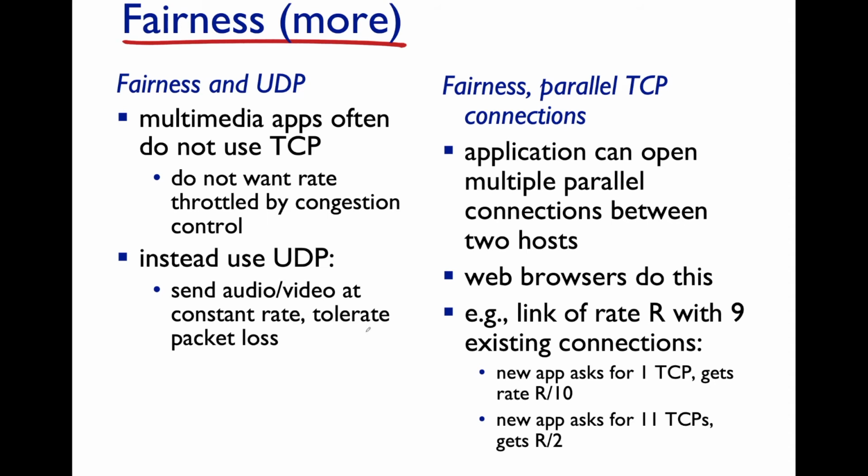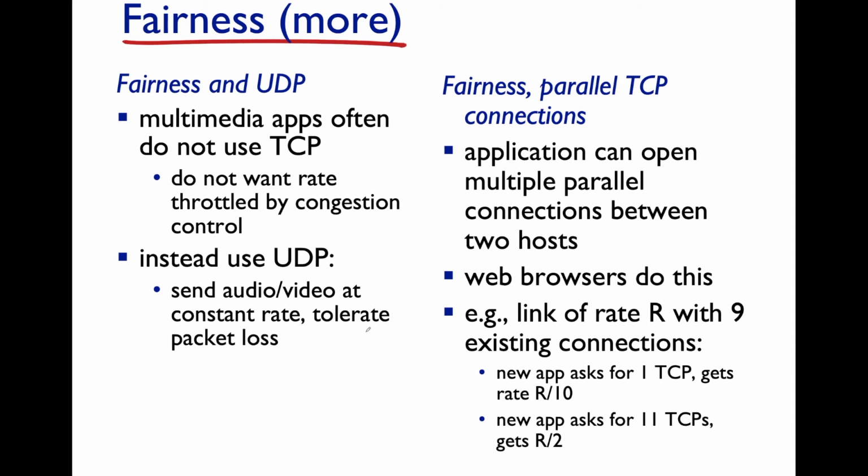Now, if you have parallel TCP connections, certainly an application can open more than one TCP connection between the same hosts. So you have a process on host A, a process on host B, and you open up a bunch of connections. Each TCP connection, not application, but connection, is getting an equal share of bandwidth. And so web browsers do this.